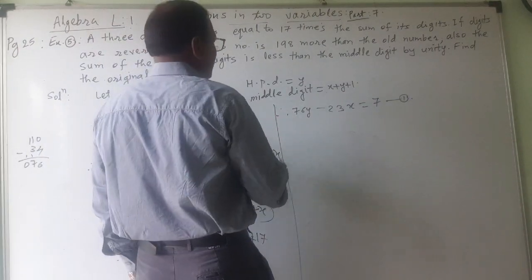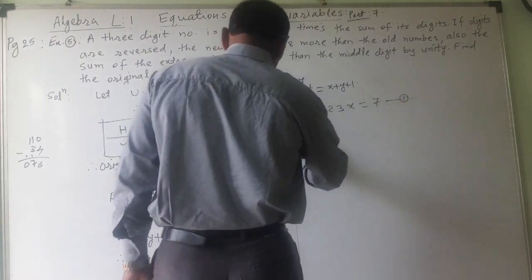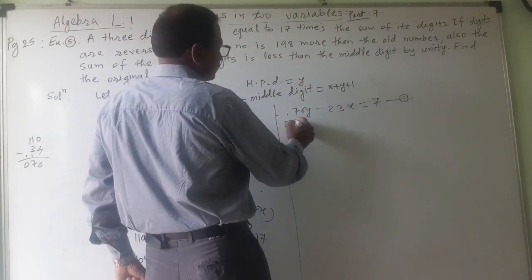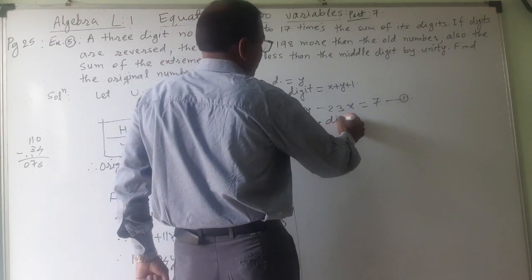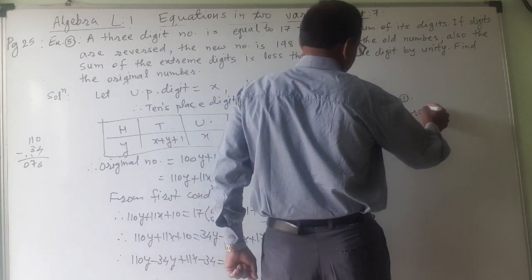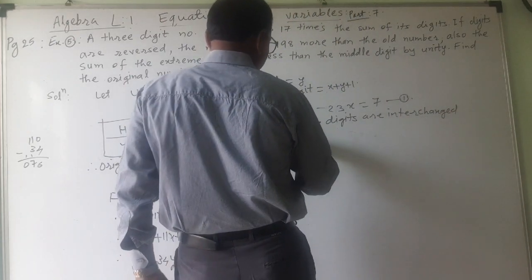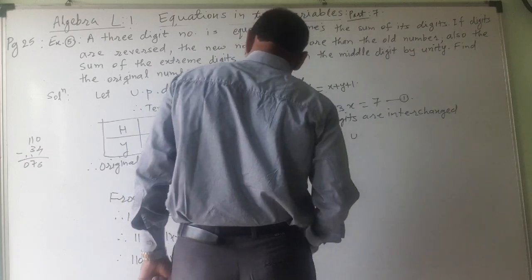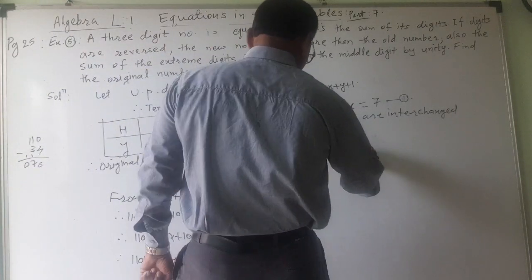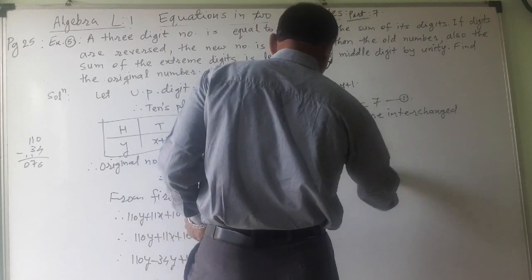Okay. From the second condition. Now the new number, if the digits are interchanged, then what number will be formed, that we will find. If the digits are interchanged, then what happens? This is the hundreds place, tens place, unit place. This will get interchanged. This x will come here, this y will go there, and the middle will not change, x plus y plus 1. This way you have to mention it.